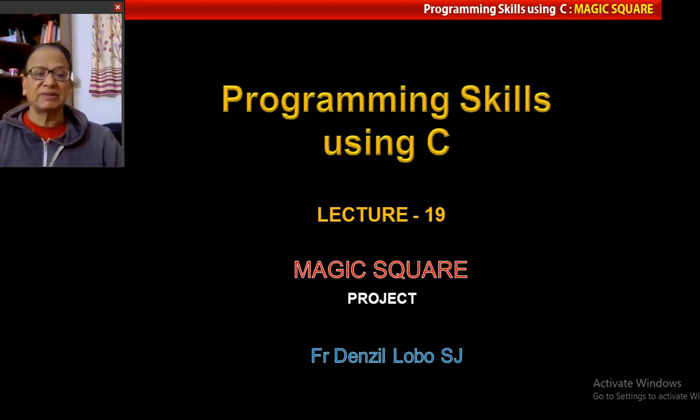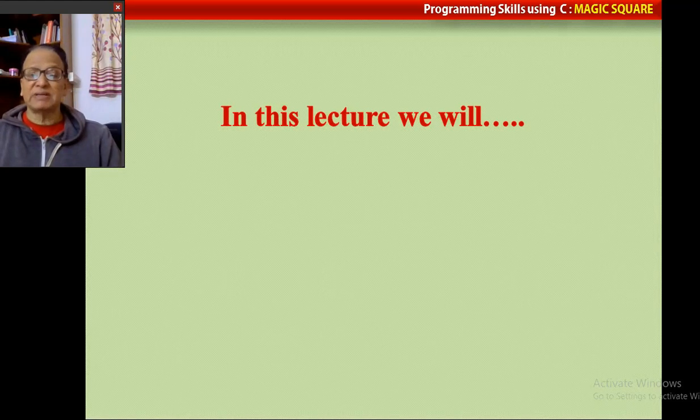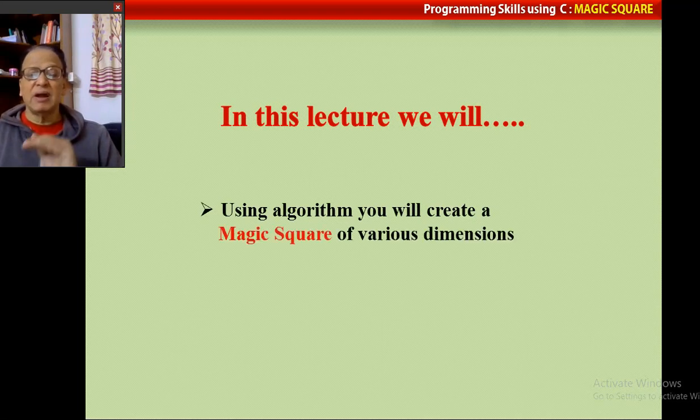Skills using C, lecture number 19. I will be introducing you to a small project called the magic square. Using the algorithm, you will create a magic square of various dimensions.